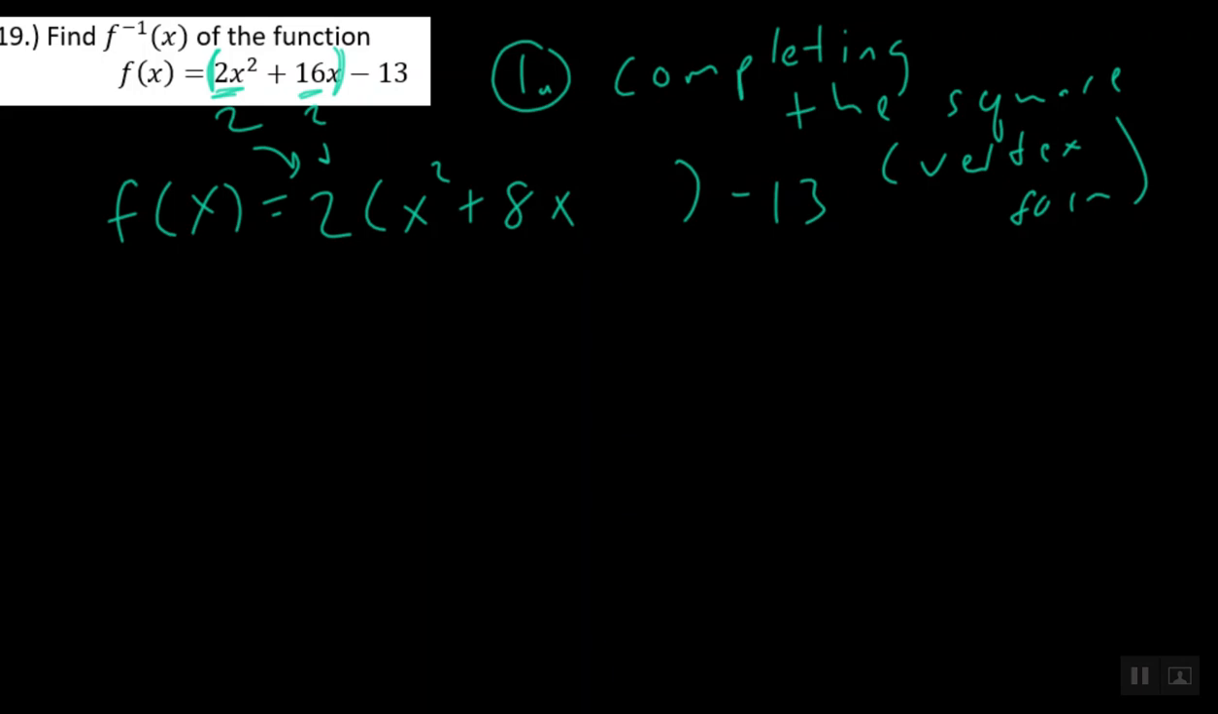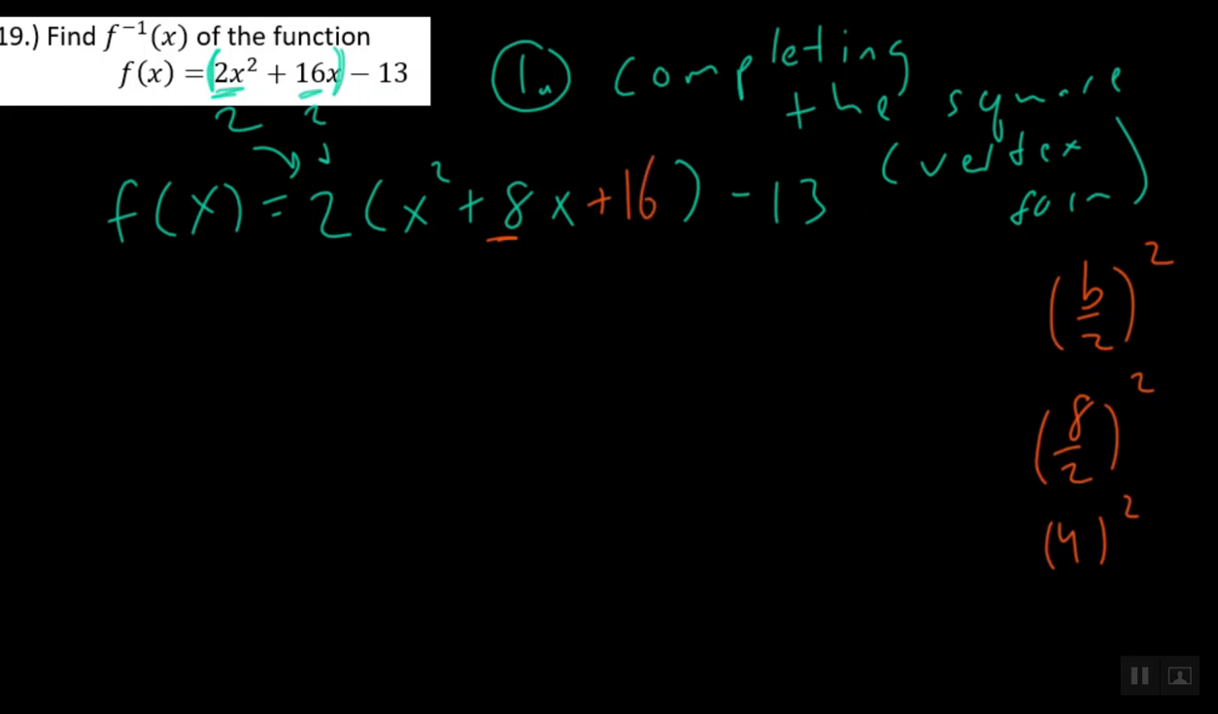Now at this point, the trick to completing the square is using our b over 2 squared trick. Our b term here, of course, is 8. So I can do 8 over 2 squared. And 8 divided by 2 is 4 squared, which is 16.